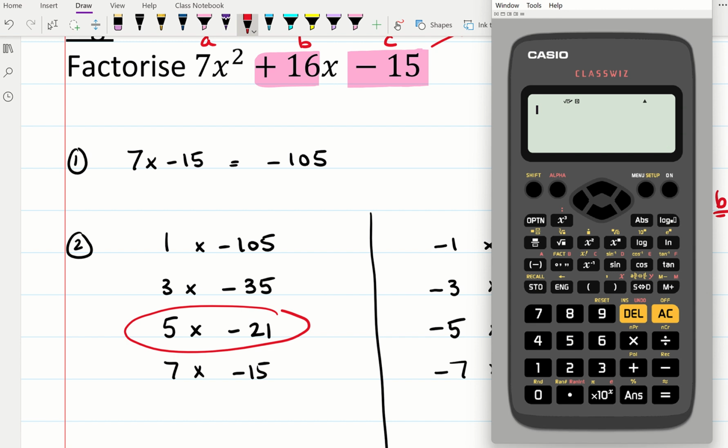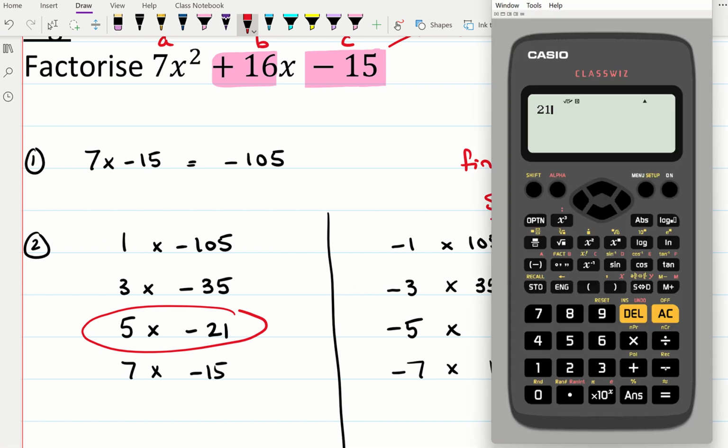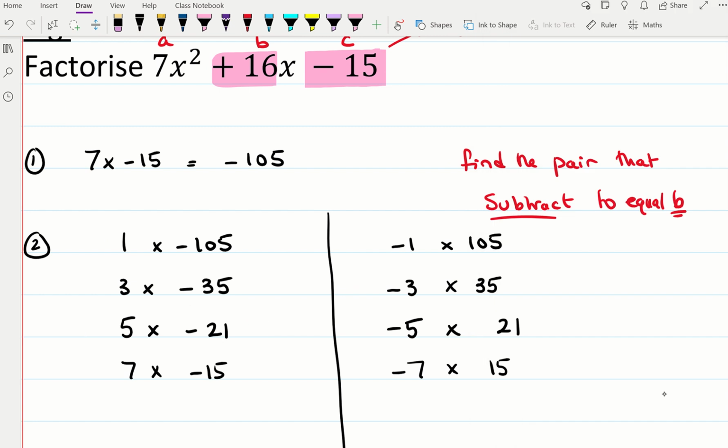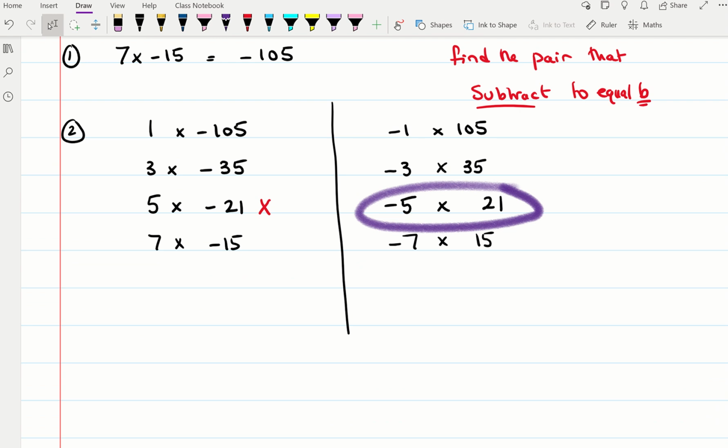That's not what we want. So we'd switch it around. This is a positive 21 and a minus 5. So 21 minus 5 is a positive 16. So actually, that's the one we want here. So that's step 3.